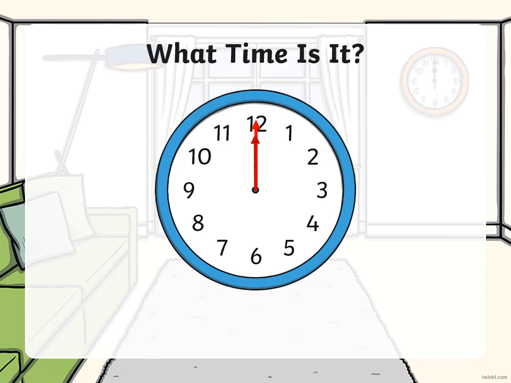What time is it on this clock? This one's a bit more tricky. The minute hand is on the 12 and the hour hand is on the 12. That means it is 12 o'clock.